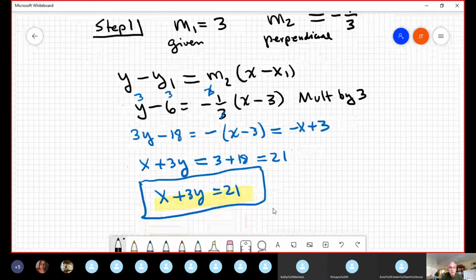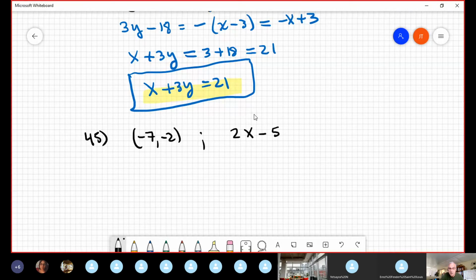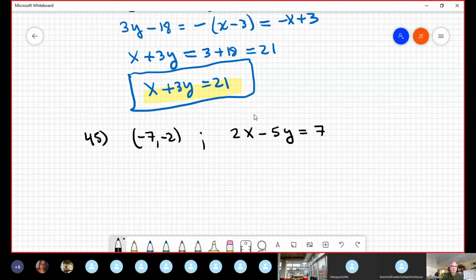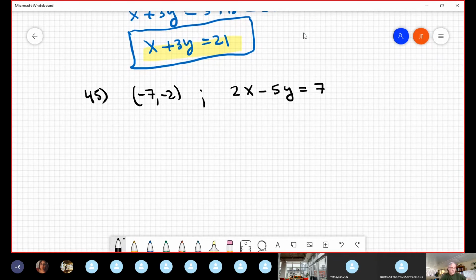That was 44, no? 45 now. 45 is (-7, -2); 2x minus 5y equal to 7. Okay, good. I need help. What should I do? Find the first slope and the second slope. How? In this case, it is standard form, so you have to put it in y equals mx plus b.